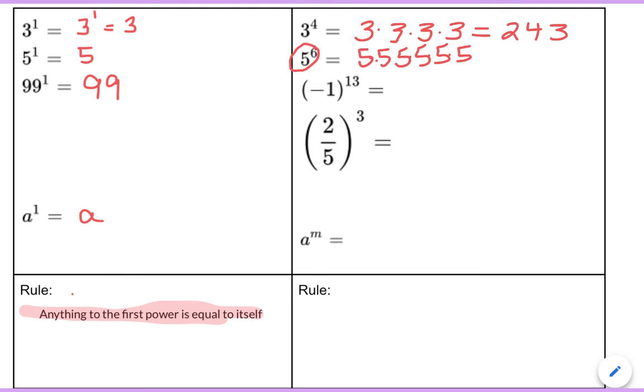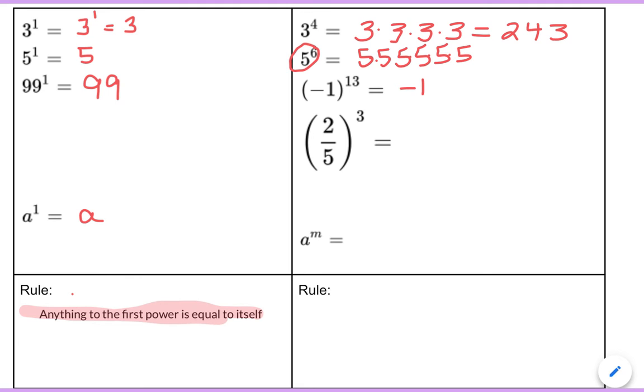And I could write that out expanded: negative 1 times negative 1 times negative 1. This is called expanded notation. Negative 1, and keep doing that 13 times. Would the answer end up being positive 1 or negative 1? Well, our answer would be negative 1, and I want you to see if you can come up with the reason for that for me.